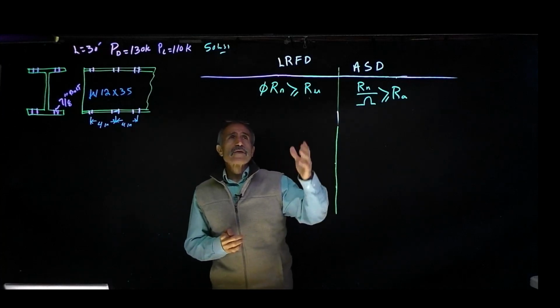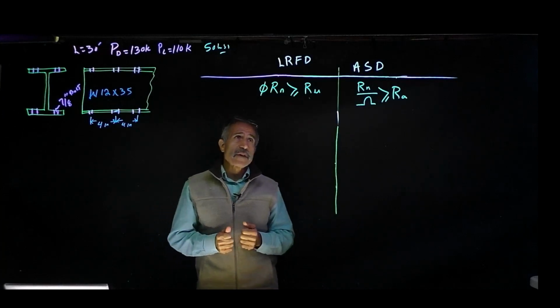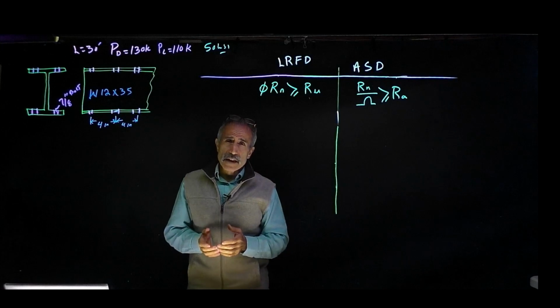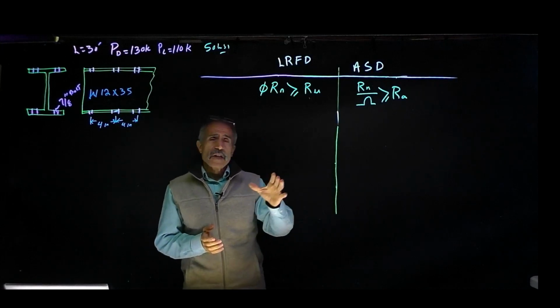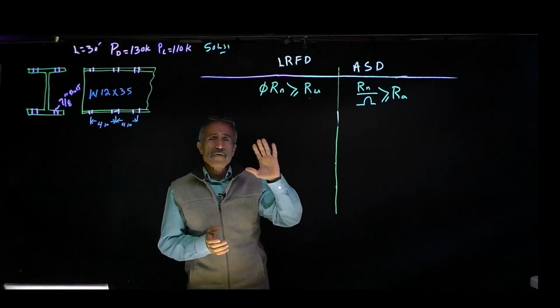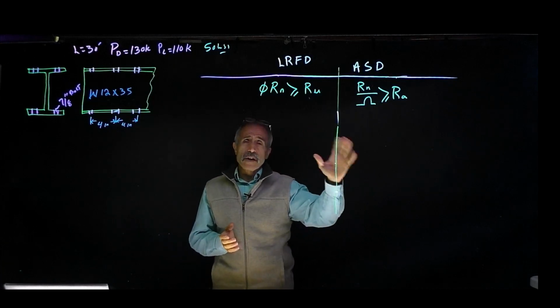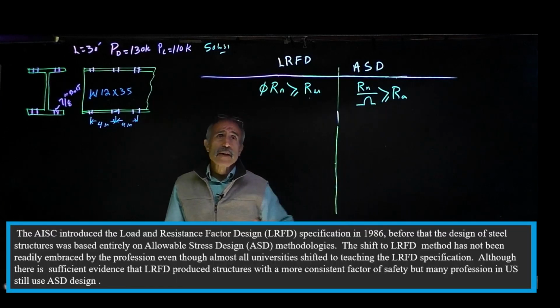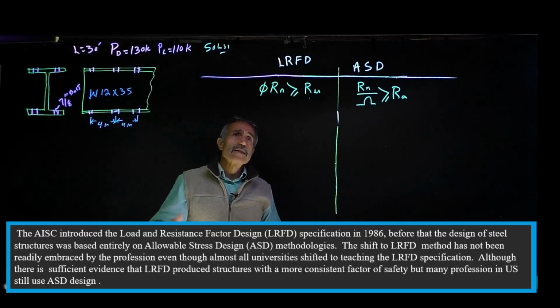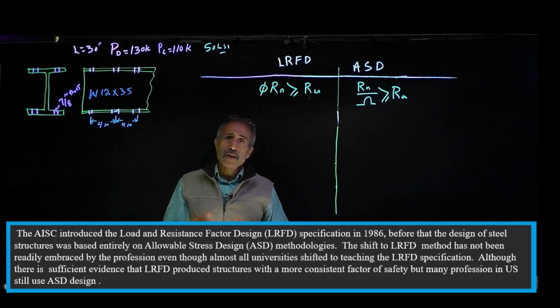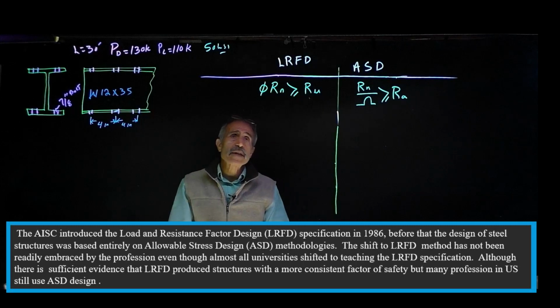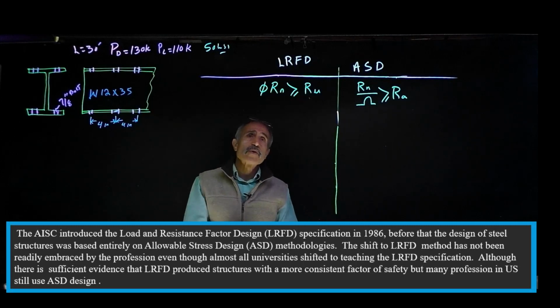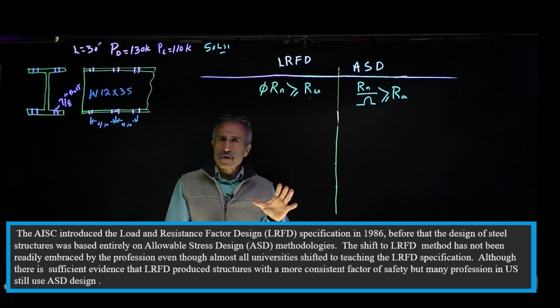If we look at the history of load and resistance factor design, it started around 1986. Prior to 1986, everything was designed completely using the allowable stress design method. From 1986, it started taking off. It was a new method that was developed. Most universities caught on to it and adopted it 100%, and they had a strong push in the universities. But the industry still was reluctant.